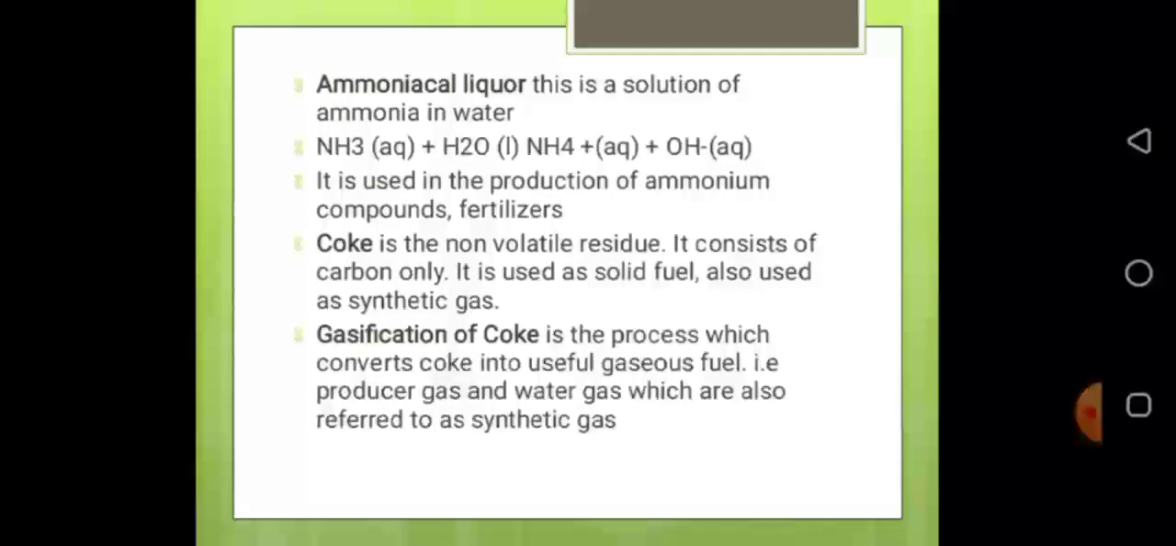Coke is the non-volatile residue. It consists of carbon only. It is used as solid fuel and also for making synthetic gas. The gasification of coke is the process which converts coke into usable gaseous fuel, i.e. producer gas and water gas, which are also referred to as synthetic gas.